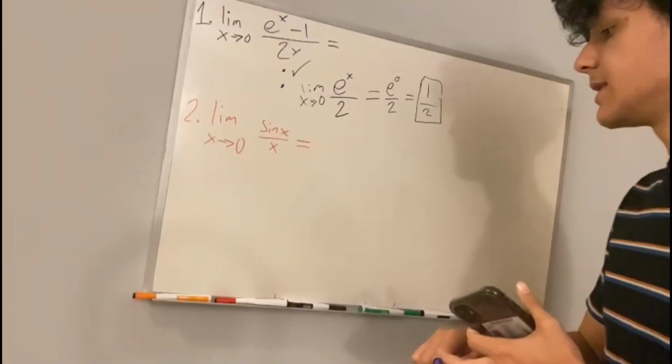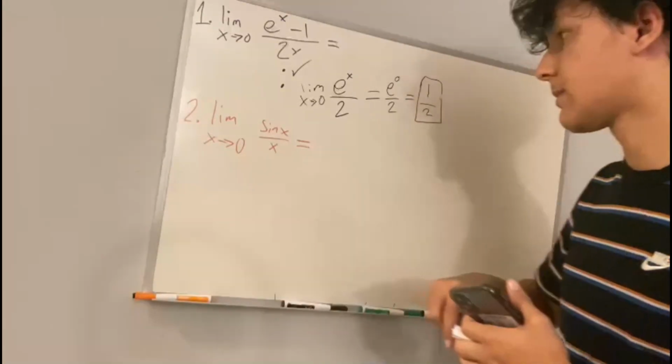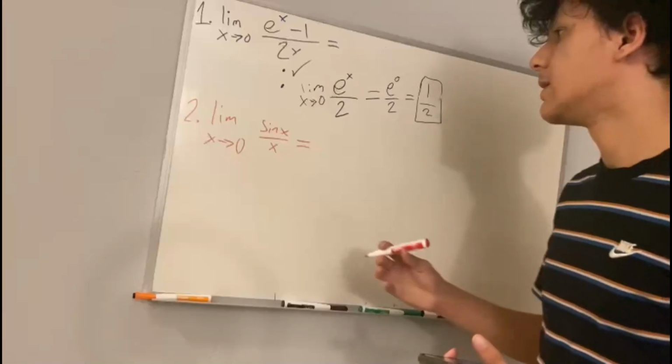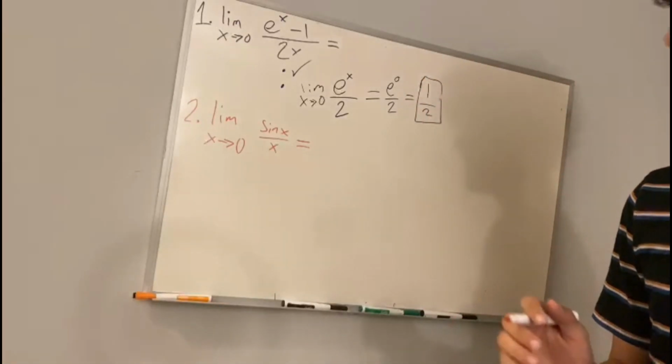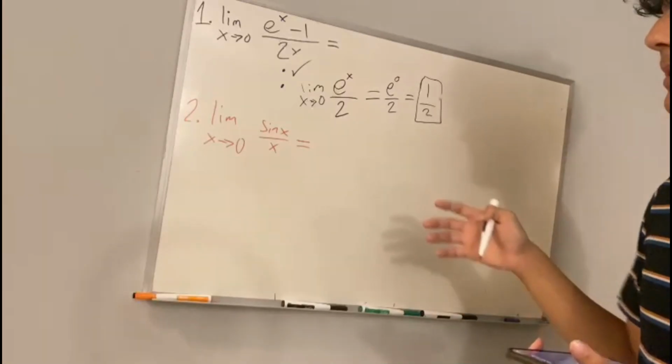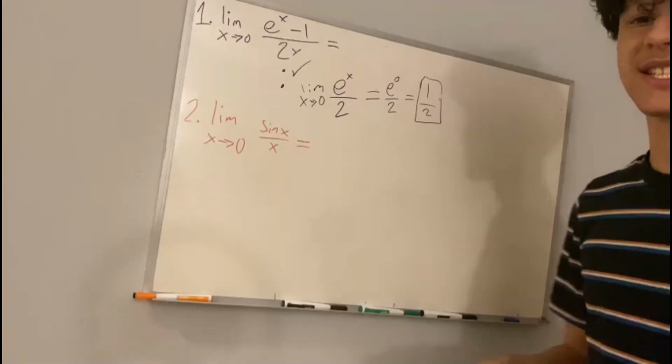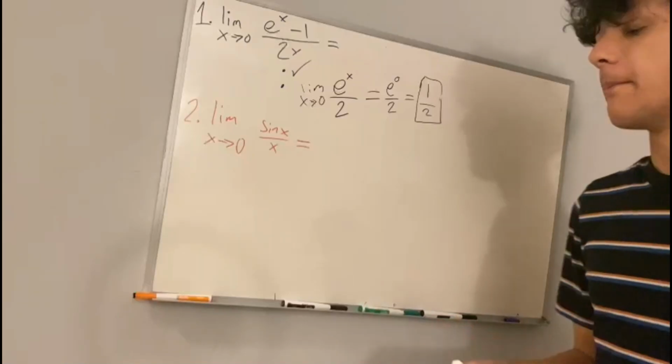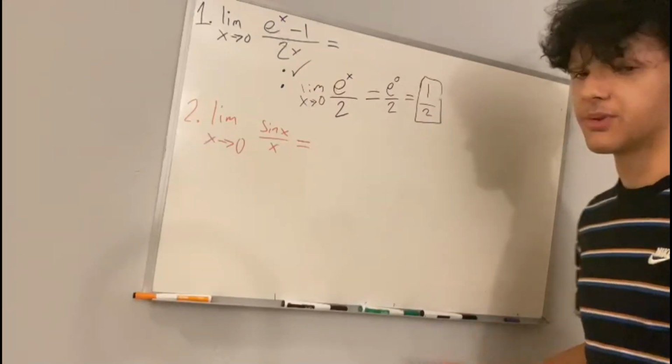Alright? So here, let me do the second problem. Okay, the limit as x approaches 0 of sine x over x. Looking at this limit seems almost impossible to do regularly, unless you use the squeeze theorem or something like that, I don't know. But it's very easy when you do it with L'Hopital's rule.